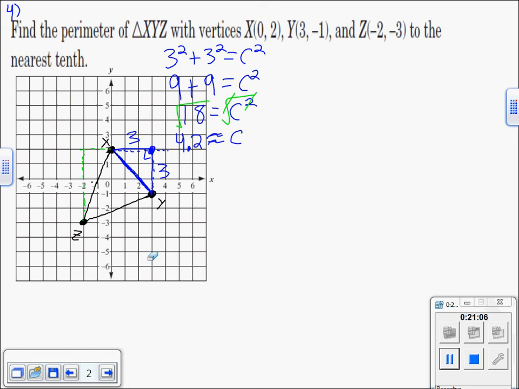So what I'm going to do is I'm going to come over here and I'm going to imagine a right triangle coming from these two corners. So I use dotted lines first to kind of help me see it.